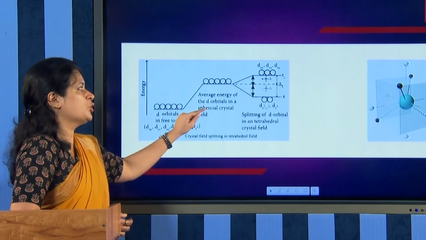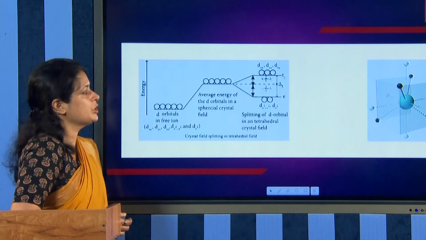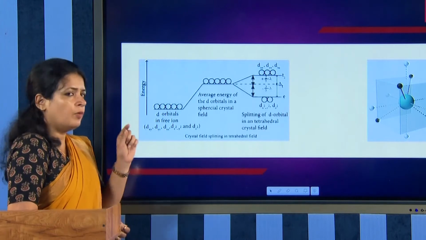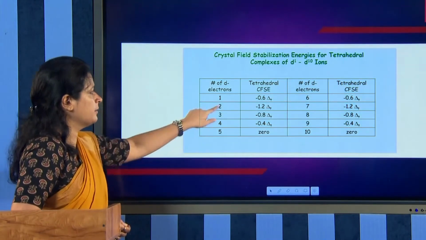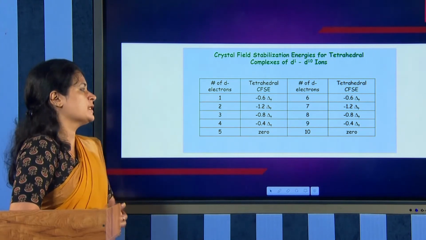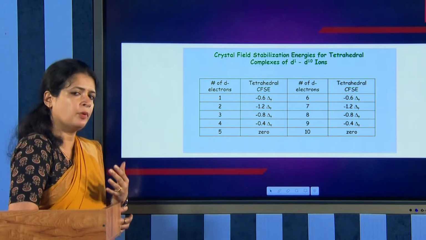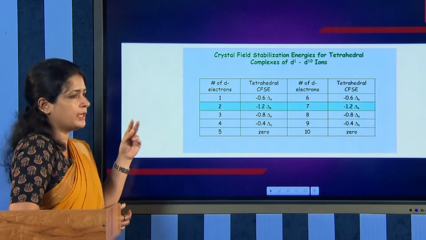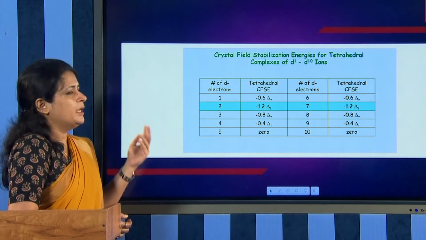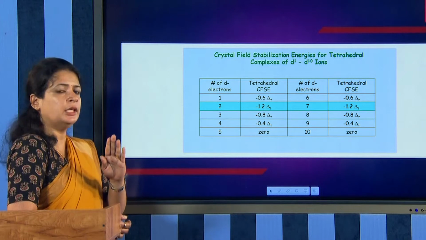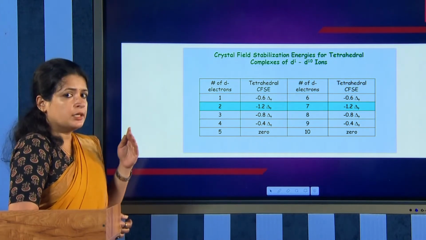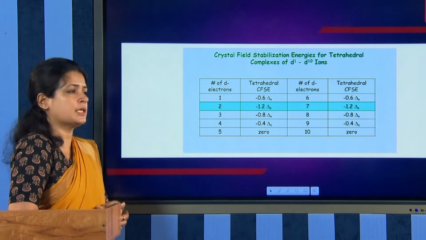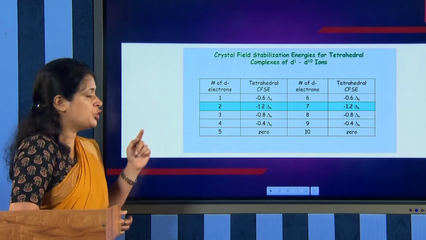So that electron should be multiplied with the stabilization energy, that is minus 3/5 delta T, that is minus 0.6 delta T. So 1 into minus 0.6 delta T is minus 0.6 delta T. That is the case of d1. When we are moving to the d2 case, that is 2 electrons in the d orbitals, both electrons will be occupied in the E only, and the stabilization energy is minus 0.6 delta T. There are 2 electrons, so 2 into minus 0.6, what is the answer? It is minus 1.2 delta T.